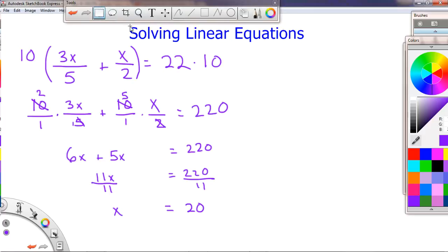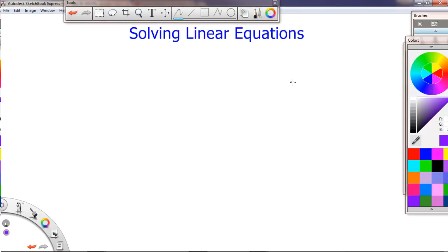Okay, let's do another example. Let's stick with purple for fractions. This one's a little bit more complicated. X minus 4 over 3 minus 2x plus 1 over 6 is equal to 5x minus 1 over 2. Now I pulled this one straight from the book, so I don't know what the solution is off the top of my head. But I do know that we've got fractions in our way.